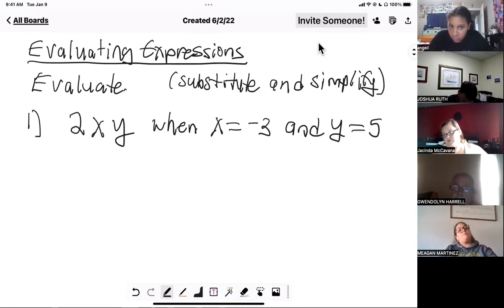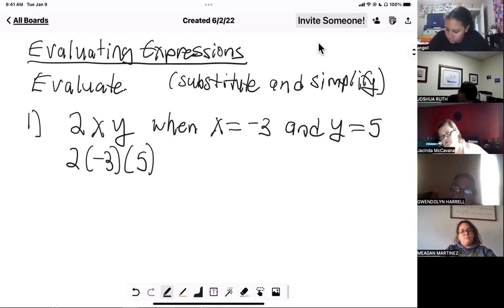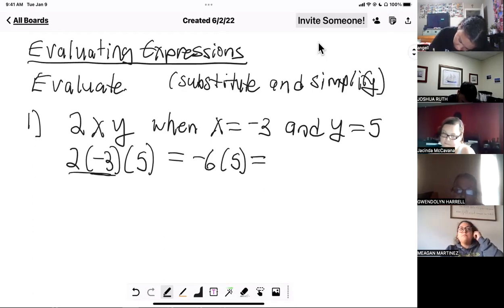So I'm talking so you guys can get ahead of me. So 2 times -3 times 5. 2 times -3 is -6, times 5. -6 times 5 is 30. 6 times 5 is 30, but a negative times a positive is a negative, -30.